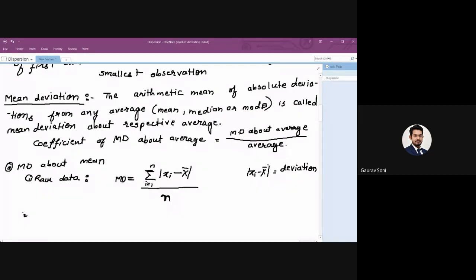So second, for discrete and continuous, what will be the formula? Discrete and continuous, continuous frequency distribution, mean deviation. Someone else, then Manas. Someone else, Yash, Harshit, Hasnain.